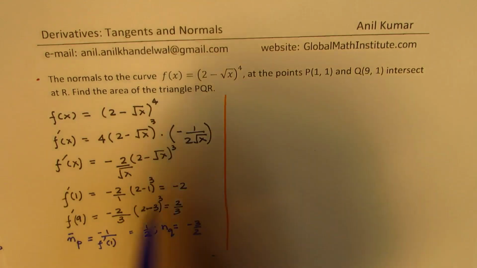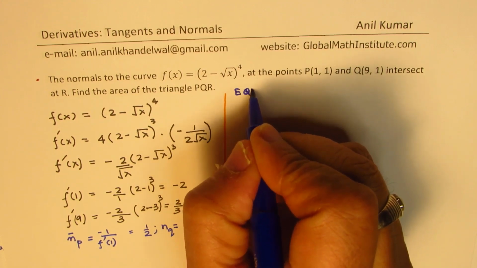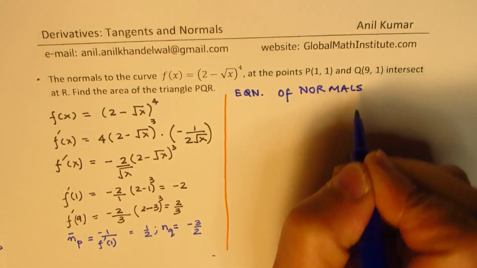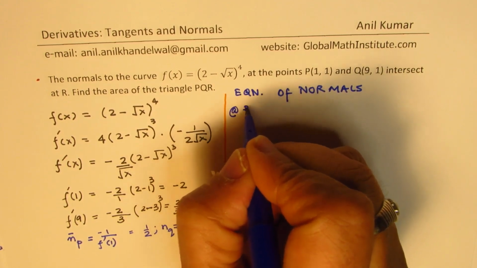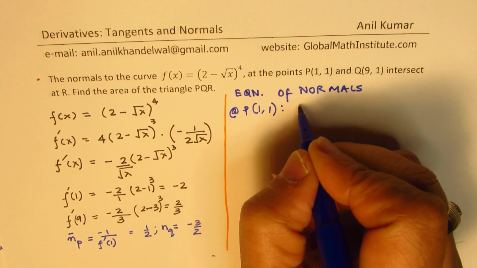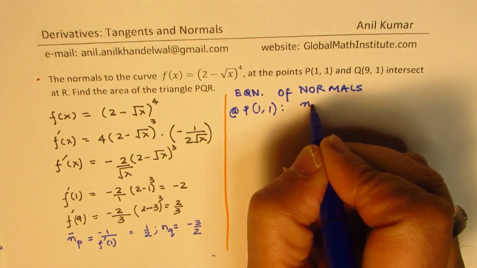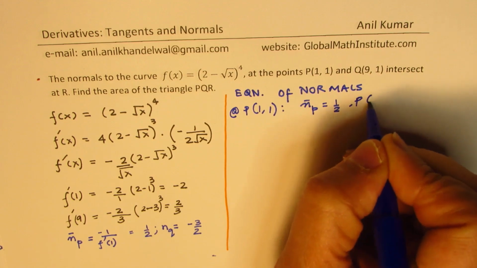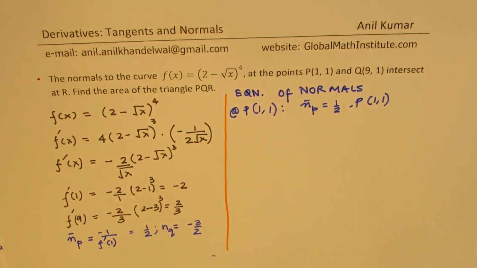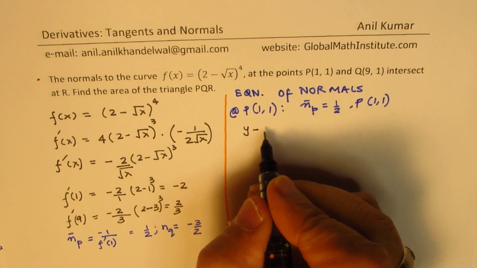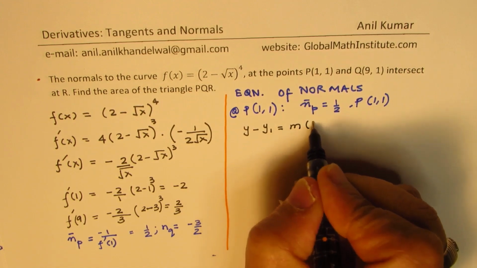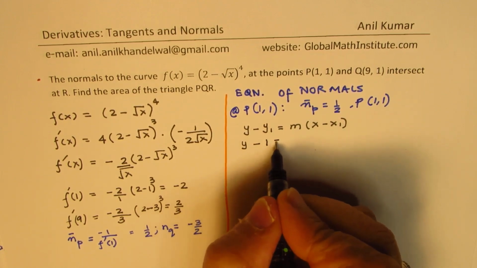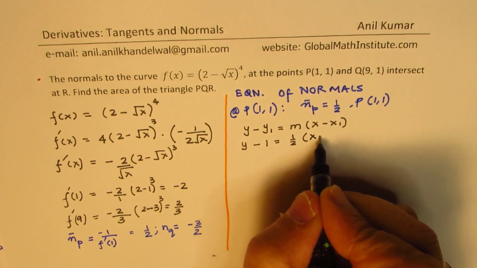And now, let's find the equation of normals. Okay, so let's say at P, which is 1, 1, so that is this point. Here we know that the slope of normal is half. And the point P is given to us as 1, 1. So let's find this equation. The equation will be y minus y1 equals m times x minus x1, right? So we get y minus 1 equals half times x minus 1.